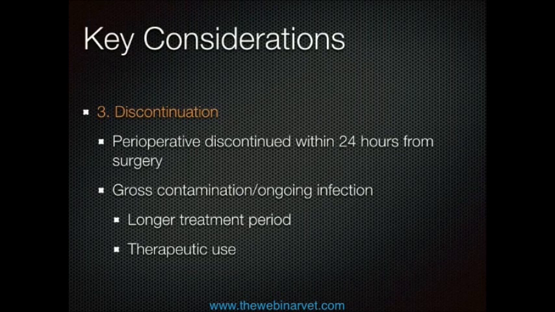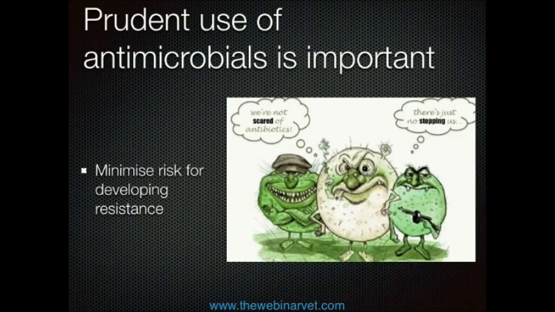Prudent use of perioperative antibiotics is important because we're really trying to minimize the risk of developing resistance. There's definitely evidence out there that if we use antibiotics routinely into the post-operative period, we can actually create resistance problems. In some studies, it's actually been shown that you can increase the infection rate. So in a clean surgery or a clean-contaminated surgery, where you don't have an issue with an ongoing infection, you shouldn't necessarily be using antibiotics routinely into the post-operative period.